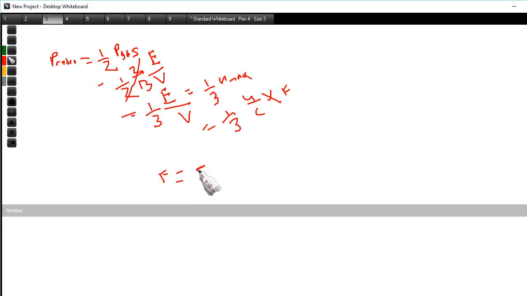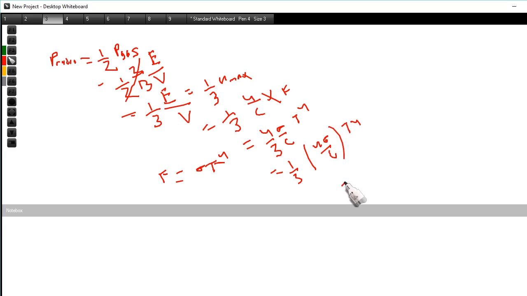Now what is the value of F? F is obviously, from the Stefan law, sigma T to the power 4. So 1 by 3 times 4 sigma by c and T to the power 4, which I can write as 1 by 3 a T to the power 4. So this is the pressure given by the radiation.